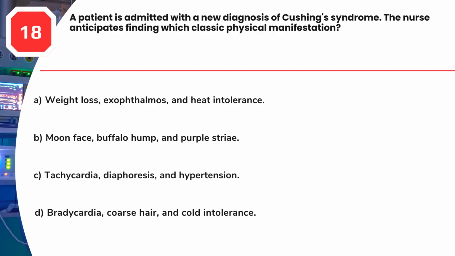Question 18. A patient is admitted with a new diagnosis of Cushing's syndrome. The nurse anticipates finding which classic physical manifestation? A. Weight loss, exophthalmos, and heat intolerance. B. Moon face, buffalo hump, and purple striae. C. Tachycardia, diaphoresis, and hypertension. D. Bradycardia, coarse hair, and cold intolerance.